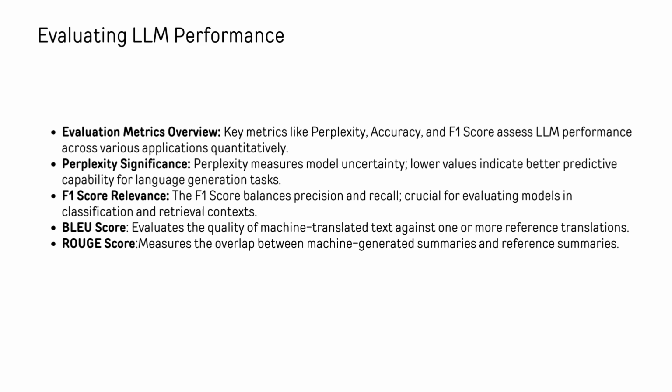For summarization tasks, the ROUGE score is the preferred metric, quantifying the overlap between machine generated summaries and reference summaries by comparing n-grams, sequences, or word pairs. These evaluation metrics collectively provide a comprehensive view of an LLM's performance, enabling developers to fine tune models and optimize their effectiveness for specific applications.